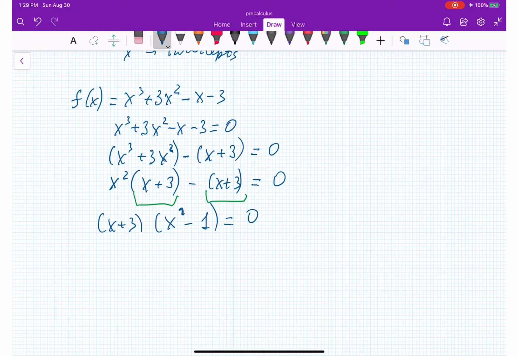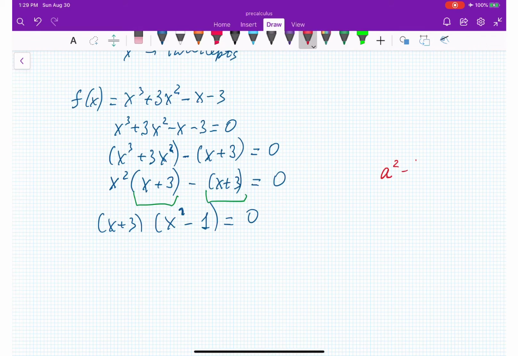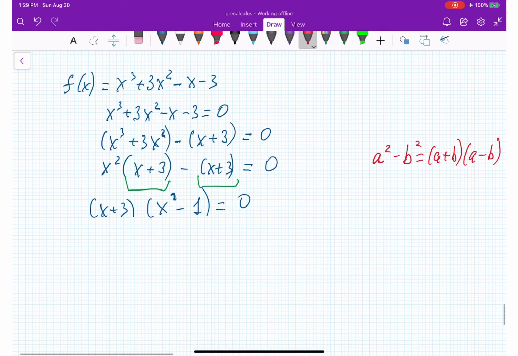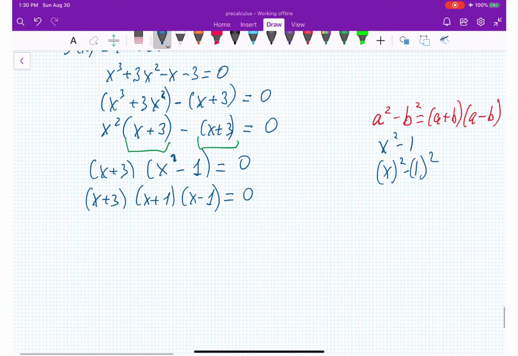So x squared minus 1, to remind you quickly, we can apply the difference of squares, where a squared minus b squared is a plus b times a minus b. So x squared minus 1, I'm going to represent as x to power 2 minus 1 to power 2, and that means I'm getting x plus 1 times x minus 1, and that is equal to 0.